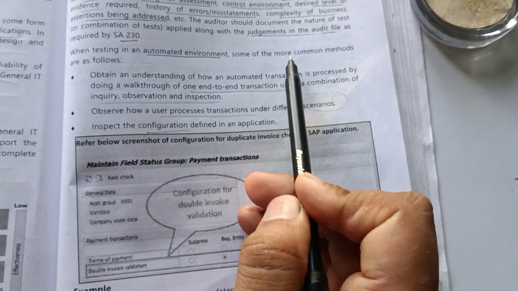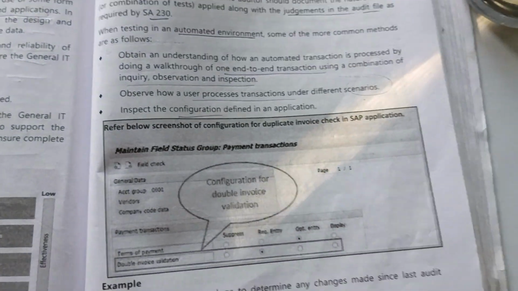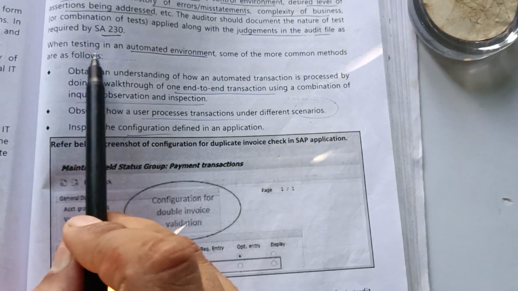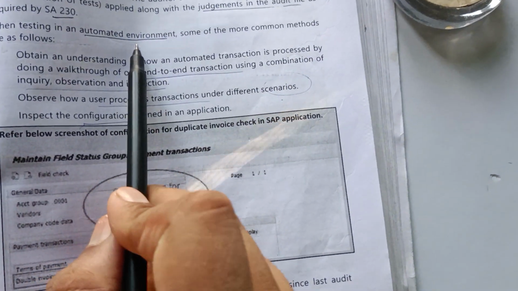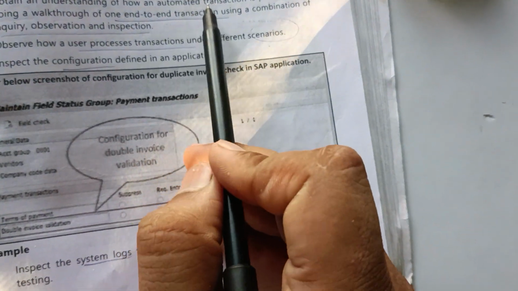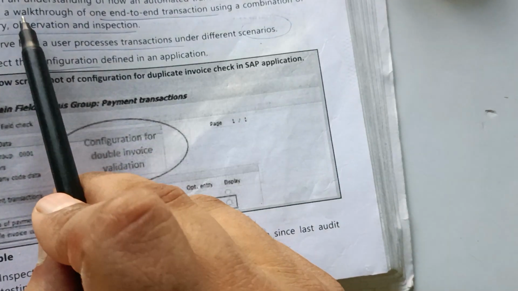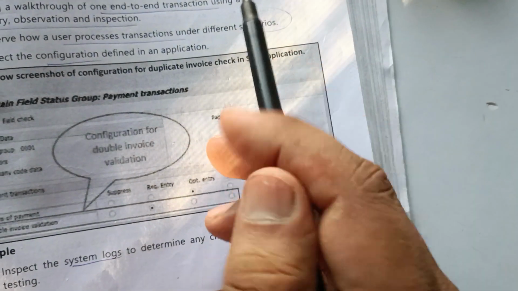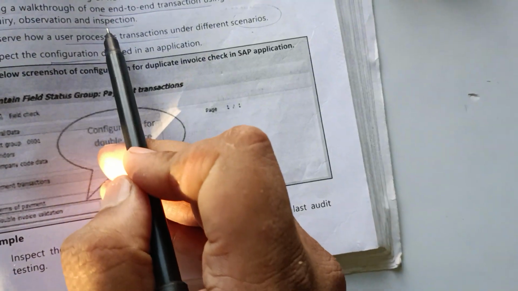Now when testing an automated environment, what are the common methods to be observed? This is very important from the exam point of view. When testing in an automated environment, some of the more common methods are as follows. We will obtain an understanding of how an automated transaction is processed by doing a walkthrough of one end-to-end transaction using a combination of inquiry, observation and inspection.